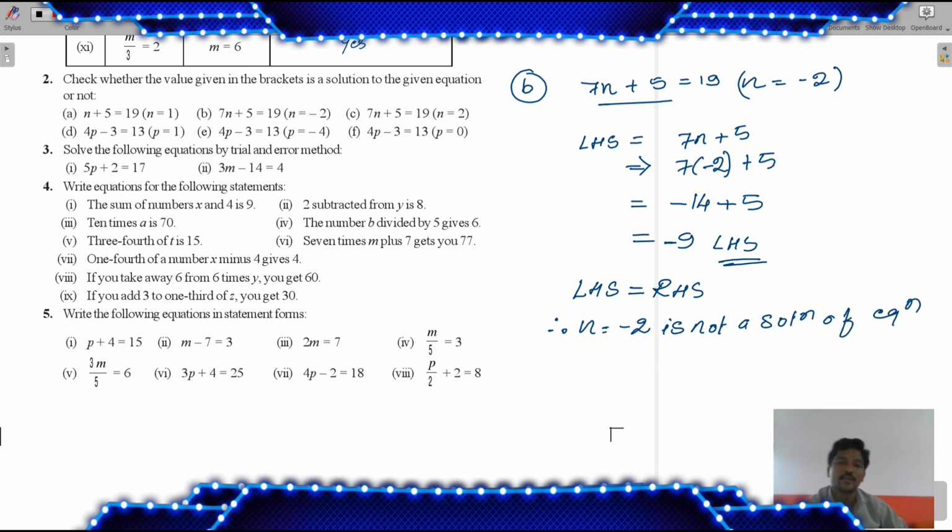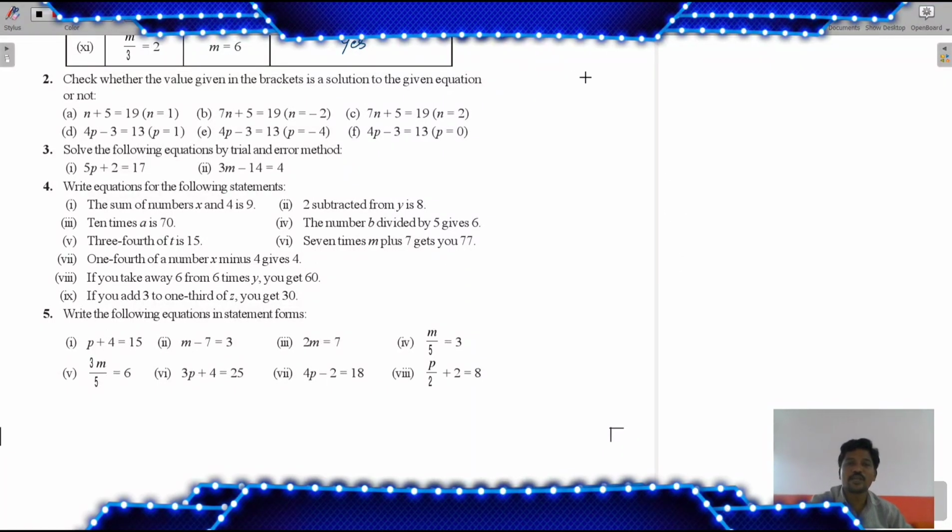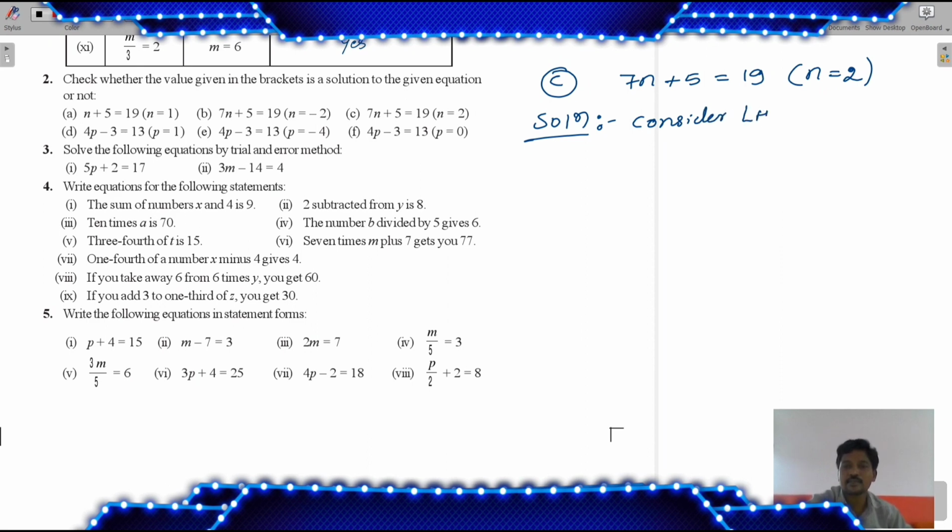Right? Okay. Now the third problem he has given, that is C, 7n plus 5 is equal to 19. The n value he has given is n equals 2. We need to substitute. Solution: consider LHS, that is 7n plus 5. That is our LHS.